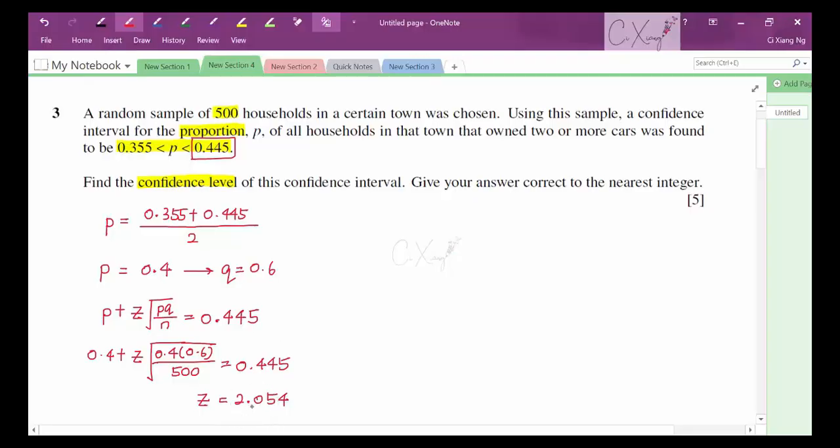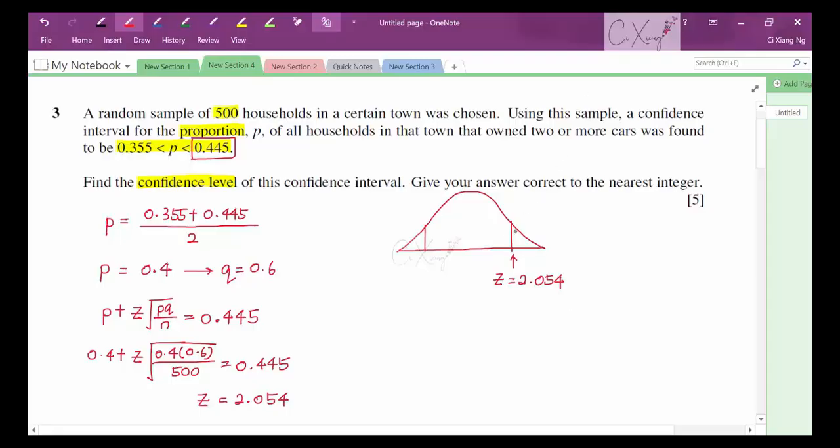Okay, so this is the value of Z that I have. So let us continue to find out the confidence level. According to the understanding of confidence interval, it forms from the normal distribution, and the confidence level is the center part. They want us to find this confidence level, and the Z value is the value that separates the confidence level from the significance level. So this is the value of Z, and Z is equal to 2.054.